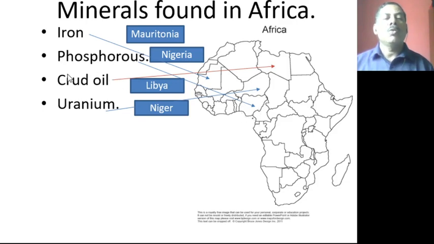Now coming to crude oil. Crude oil is available in Libya. You can see here Libya, in the northern part of Africa. And coming to uranium, it is there in Niger. Niger is located in the middle part of Africa. So Niger, Libya, Nigeria and Mauritania are the important countries where you will get the minerals in Africa.